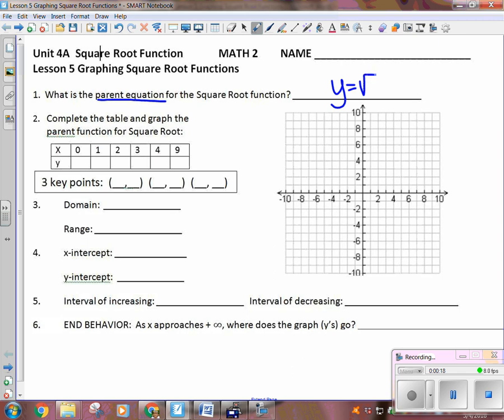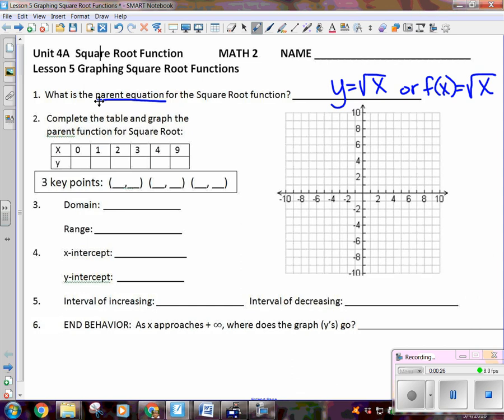So it's y equals square root of x, or if you want to use function notation, f of x is equal to square root of x. Okay? The square root of x graph is what this first part of Unit 4 is about. We've been talking about square roots. We've been talking about exponents with square roots. Now it says complete the table and graph the parent function.